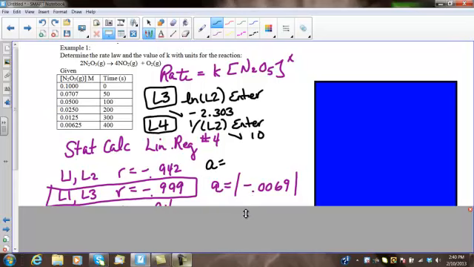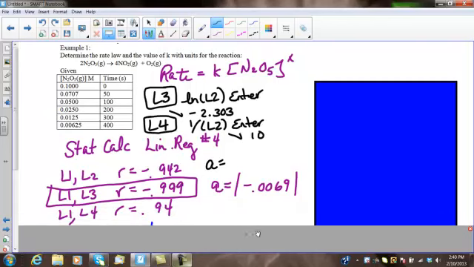And then you're going to do it one more time: Stat, Calc, Linear Regression, which is number 4, L1, L4, and you get an R value of 0.94. So this clearly is the one that we're interested in.